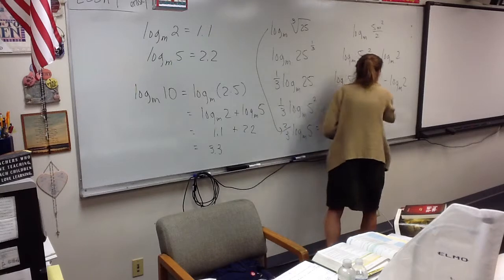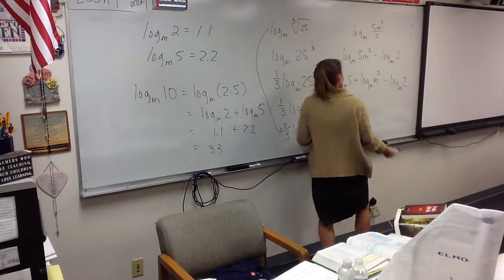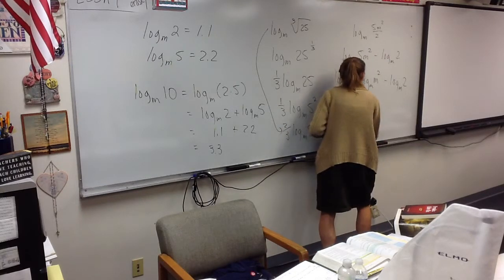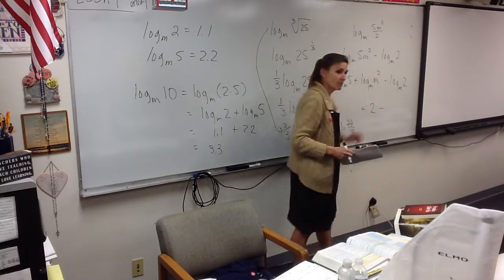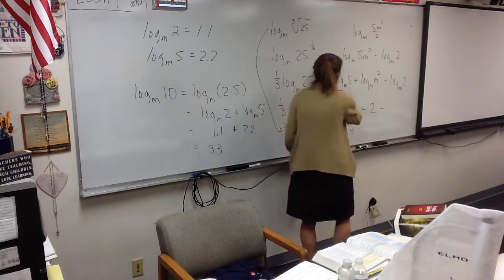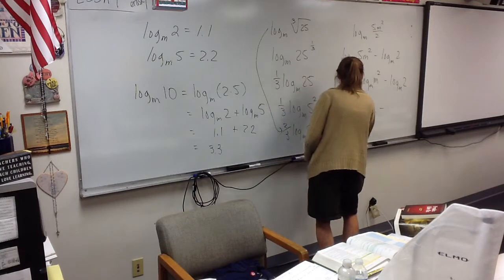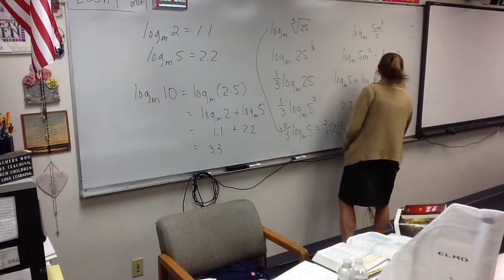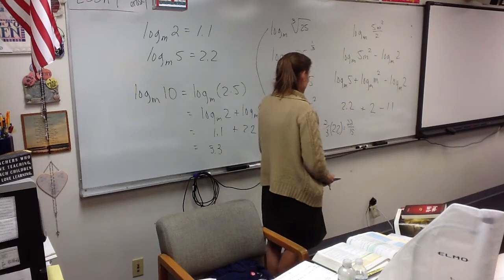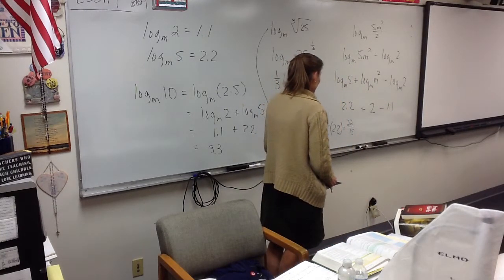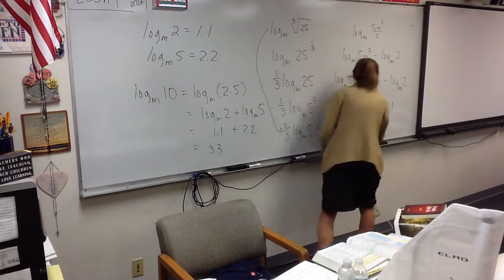Now tell me about this. This should just be popping out at you. What's this? That's just 2. That's one of your properties. This is 2.2, and this is 1.1. So the answer to the problem is 3.1.